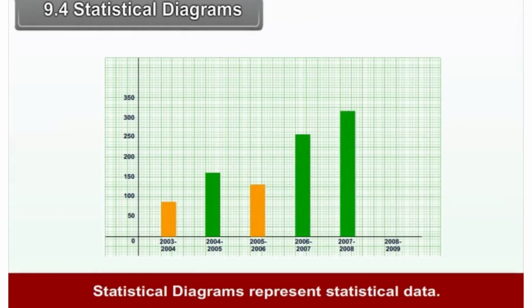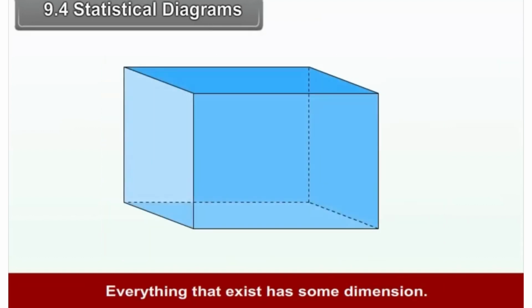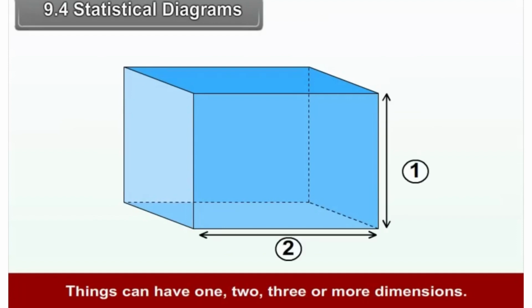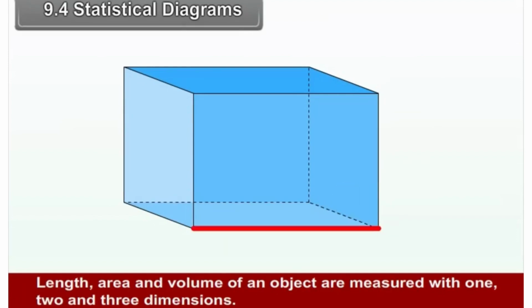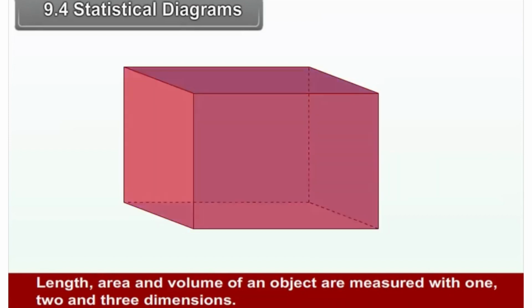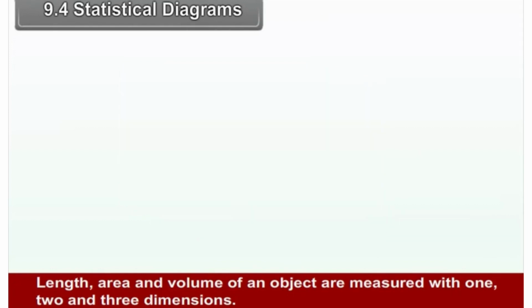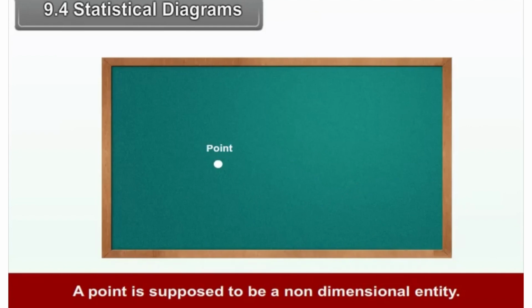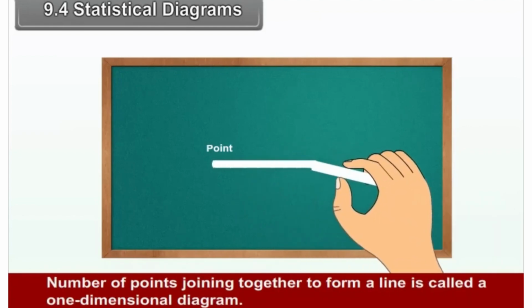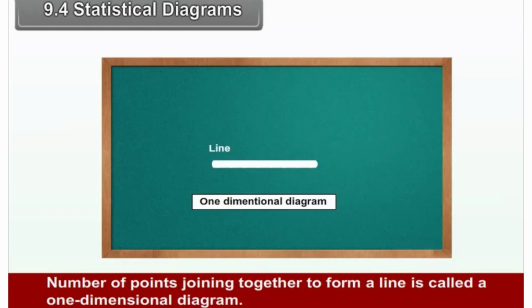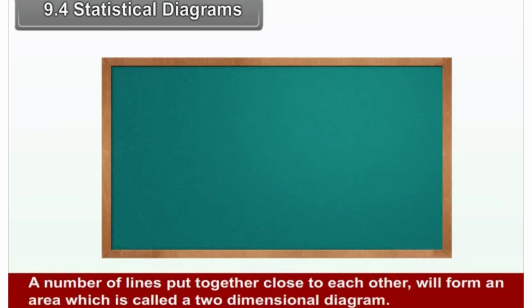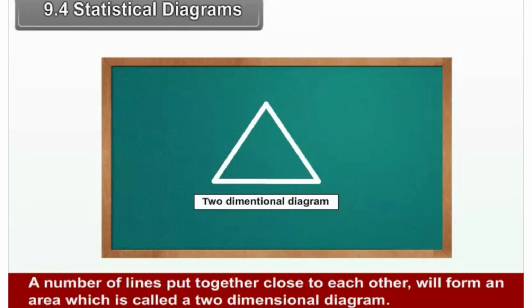9.4 Statistical diagrams. Statistical diagrams represent statistical data. Everything that exists has some dimension. Things can have 1, 2, 3 or more dimensions. Length, area and volume of an object are measured with 1, 2 and 3 dimensions. A point is supposed to be a non-dimensional entity. Number of points joining together to form a line is called a one-dimensional diagram. A number of lines put together close to each other will form an area which is called a two-dimensional diagram.